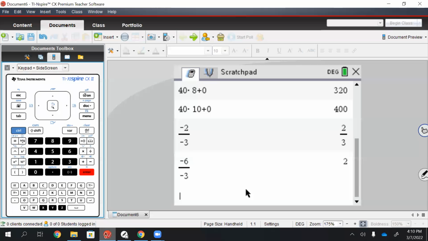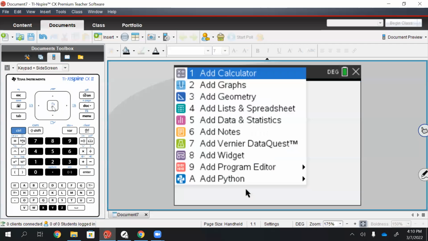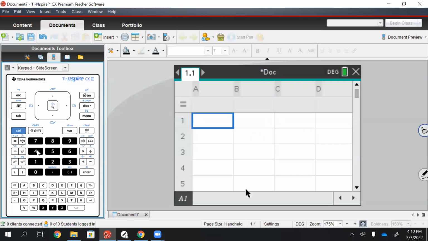So we're going to go home, press 1 for a new document. We do not want to save. We're going to do lists and spreadsheets and go up here. We're going to label X and Y. You always got to go all the way to the top. Label those first, and then start entering our information.